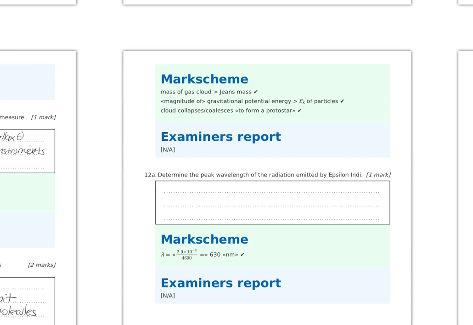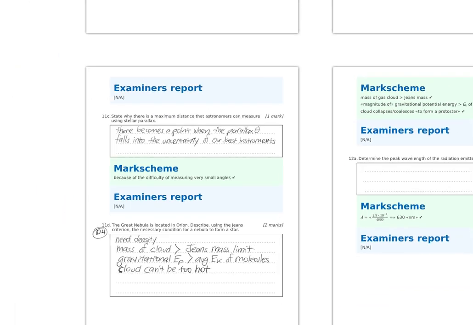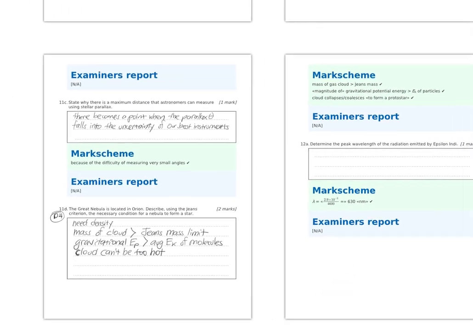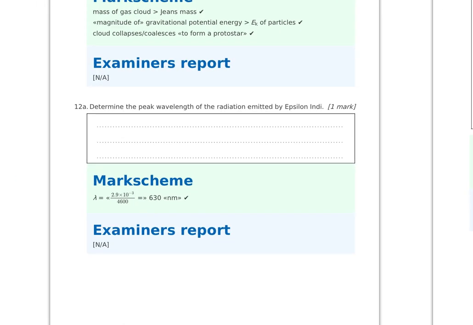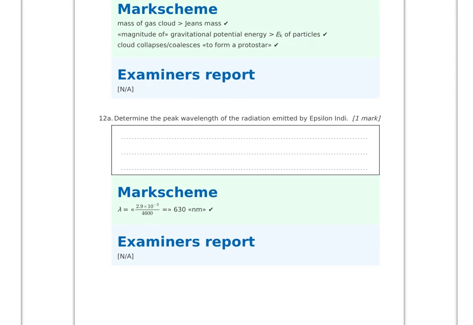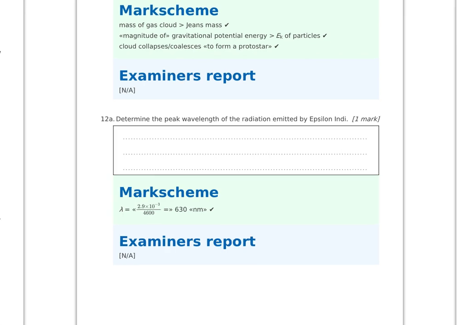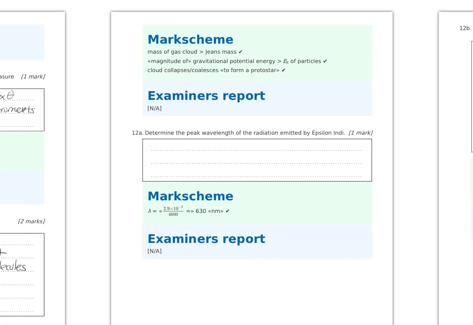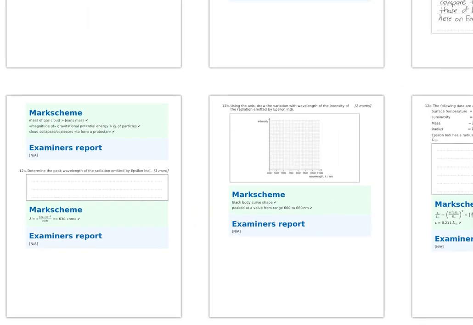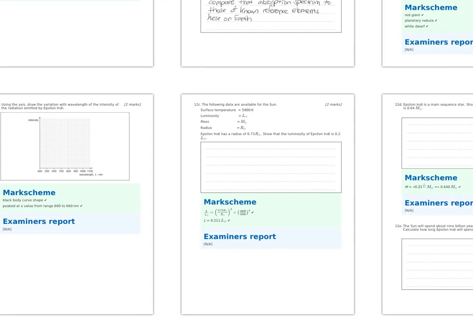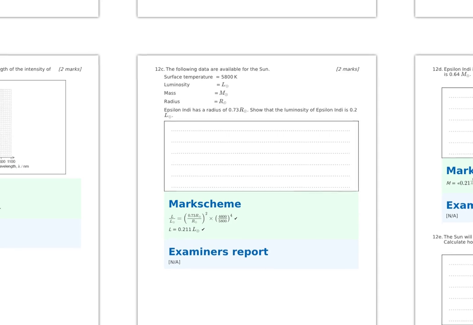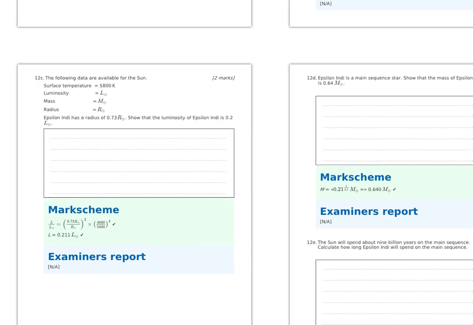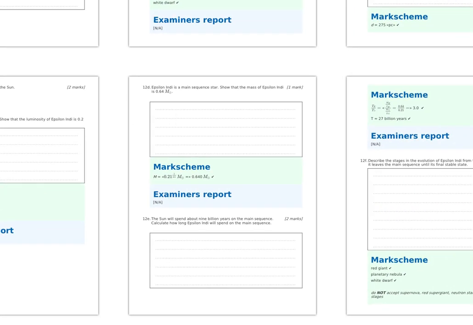Great. 12A. That was it for 11? That's it for 11. All right, now we're on 12. Peak wavelength of the radiation emitted by Epsilon Indi. Congratulations, you did not actually tell me what I need to know. Also, we already did the Epsilon Indi. This is a repeat. Black body did that. Relative luminosity did that. 12D, blah blah.